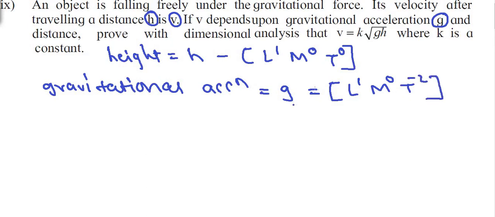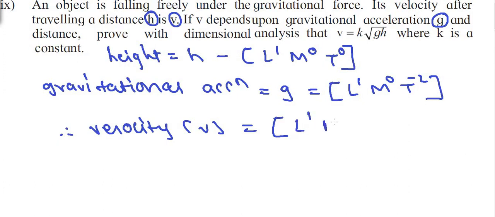Now we need to establish a relation between velocity, height and gravitational acceleration. So write the dimensions of velocity as well. Velocity v is meter per second, so the dimensions are L raised to 1, M raised to 0, per second, T raised to minus 1.